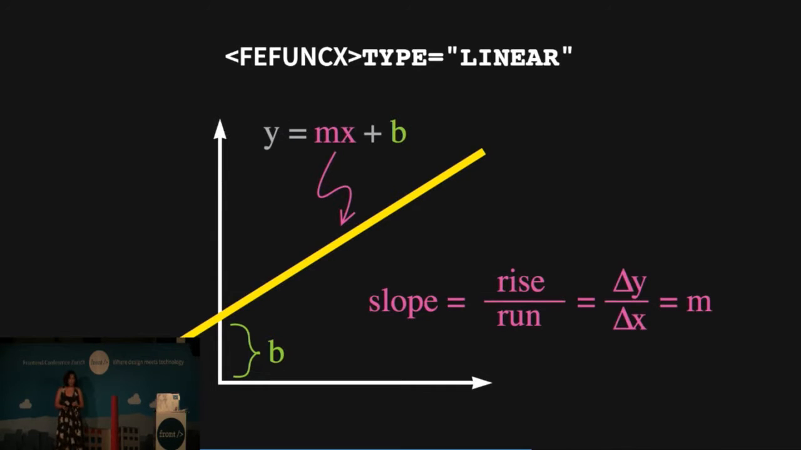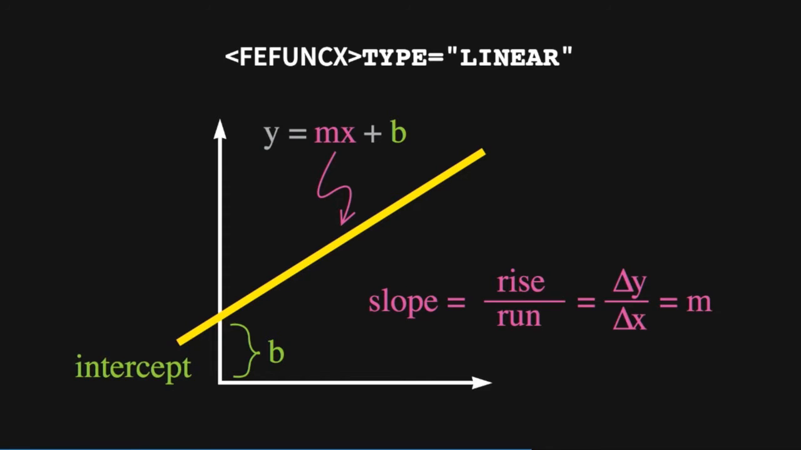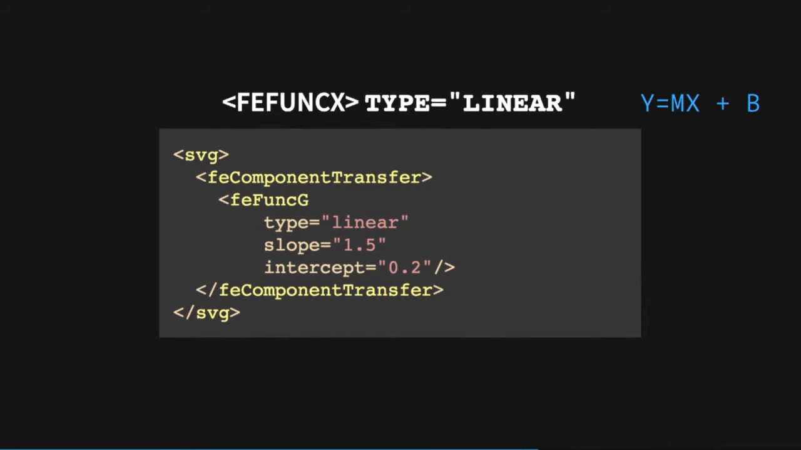So linear, we are going to go back to the days of middle school math, y equals mx plus b, to talk about how this works. Basically, you have your slope-intercept form. You have your intercept, and then the slope is that rise over run. So when you're using the linear type for FE component transfer, you have those options. You have type and slope and the intercept.